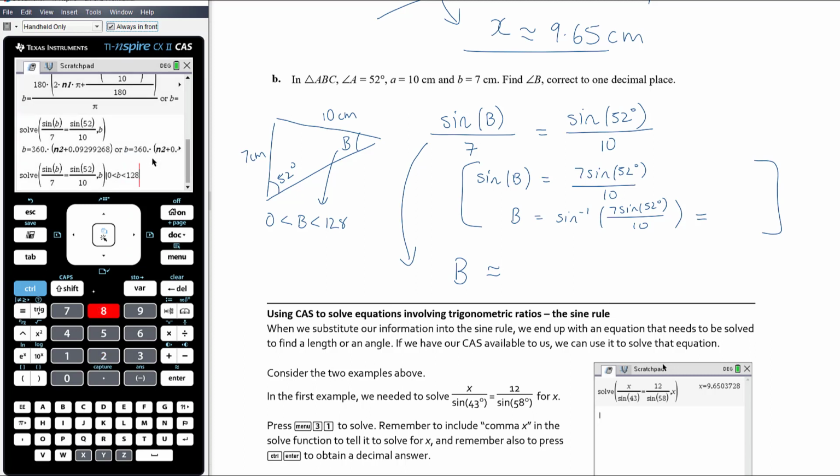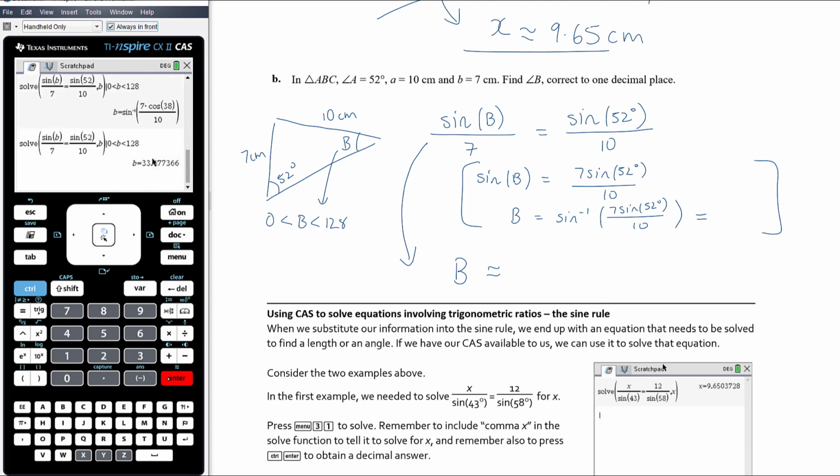Now, if you use the letter x in your equation, you're going to need to put x in that inequality. You're solving for x where x is between 0 and 128. If you use some other letter in your CAS, then you need to put the same letter in your inequality. So now we want it to solve this equation, but not to find the infinitely many solutions to the equation, but to find the solution that is between 0 and 128.